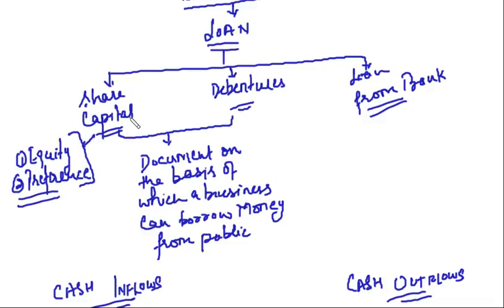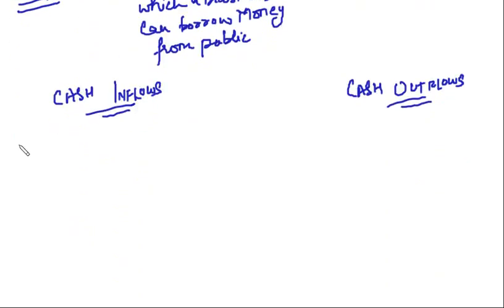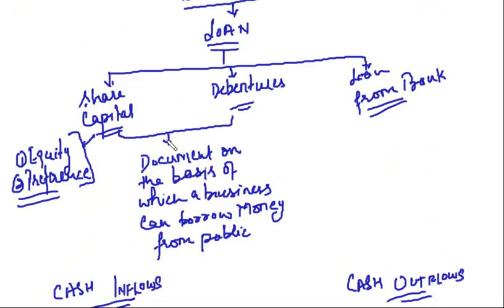Now, what are the inflows? If we talk of share capital, we are issuing the shares and we are borrowing the money. The money is coming into our pocket. So is it a cash inflow or outflow? It is a cash inflow. So I can say issue of shares is a cash inflow. This is increasing our capital, okay?